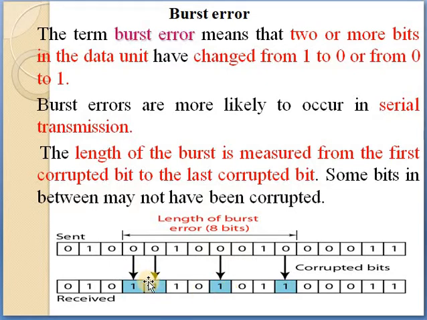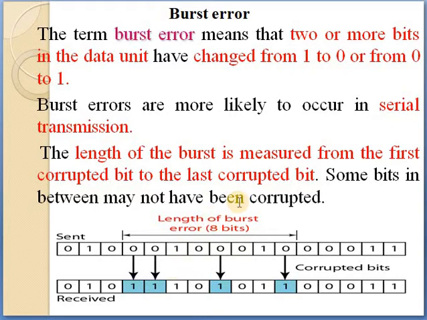Here in this example, these bits need not be adjacent bits, meaning errors in adjacent bits are not necessary. Burst errors are more likely to occur in a serial transmission. This is a burst error.